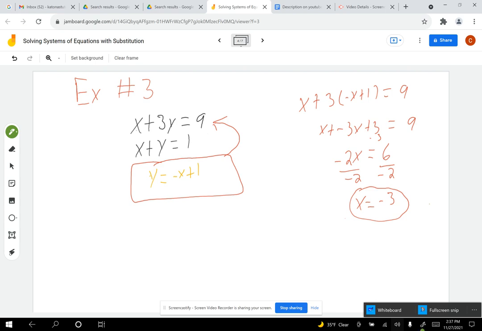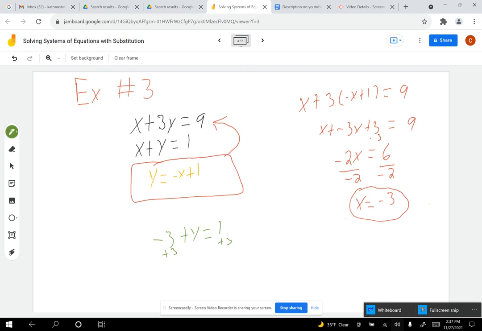So I'm going to plug negative 3 into the bottom equation, the original bottom equation. So I have negative 3 plus y equals 1. I'm going to add 3 to both sides because I want to get rid of negative 3. And y equals 4.